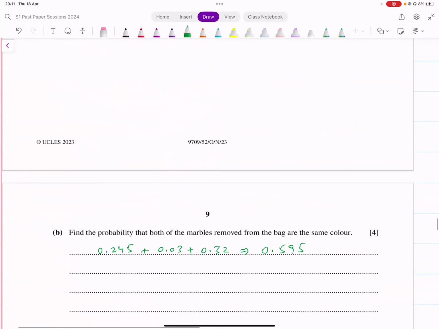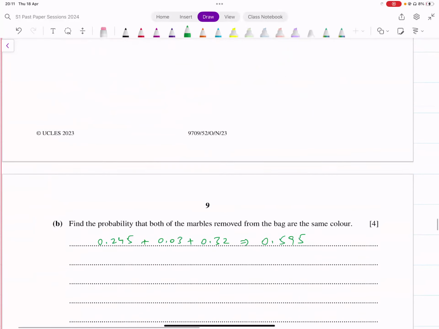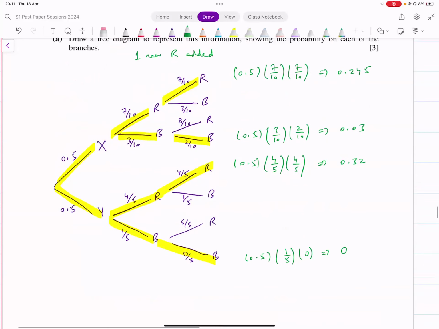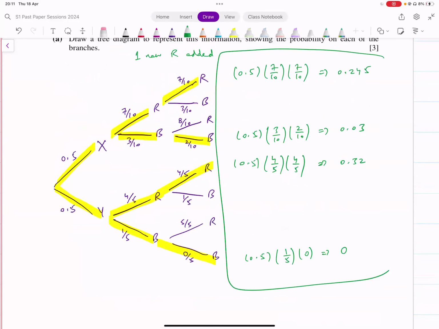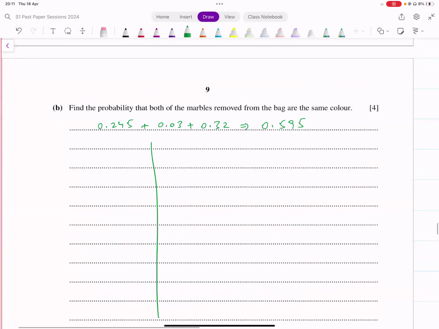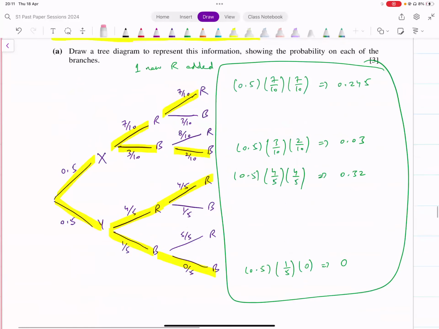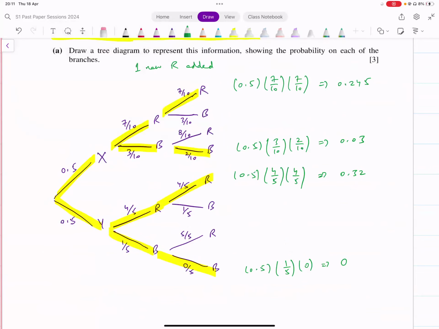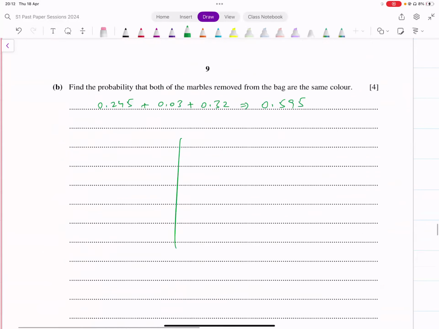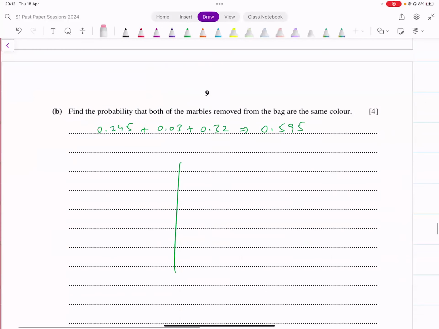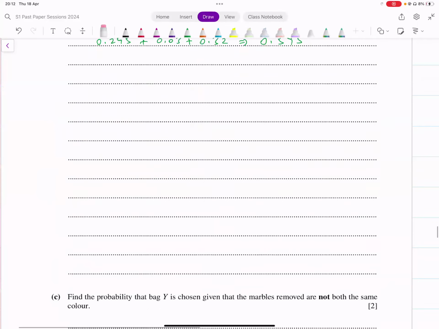So the question is, can we show the working above the question? That means you can show the working here. If you're showing the working above, you should show that along with the tree. But if you have to write it separately, then it's better to write in the space that's given here. You can either show your working along with the tree, and that's okay. But if not with the tree, then you should write here. Don't write in this space. Okay. All right, so that's 0.595.